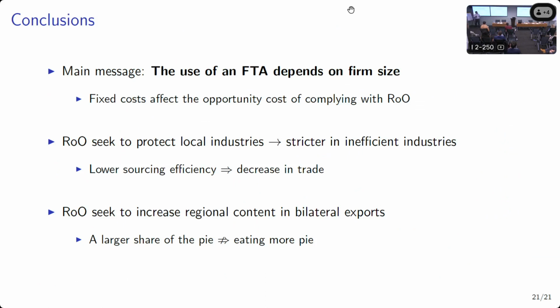And lastly, related to my counterfactual results, rules of origin seek to increase the regional content in exports, right? Which is basically like saying we want to take a larger share of the pie. Well, if rules of origin go up, in the first place, you might not take a larger share of the pie, right? Because firms can choose not to use the trade agreement. But even if you increase the share of the pie you're taking home, maybe you're decreasing the size of the pie, right? And in the end, maybe you're getting less pie.